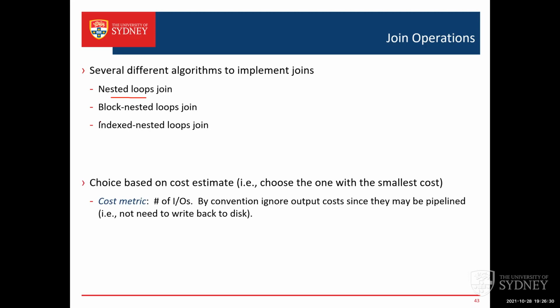Which one should we use among these 3, depending on the cost? That's what we are going to estimate next. We'll always choose the one with the smallest cost. Again, cost means number of IO. Which of these algorithms will require fewer input-output operations? That's what we want to figure out. Okay.